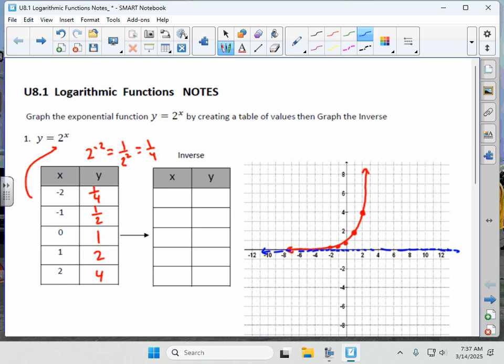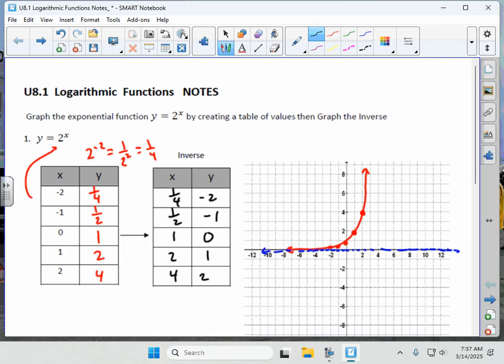So we have our xy table, and to do the inverse, we just flip the ordered pairs. So -2, 1/4 becomes 1/4, -2. -1, 1/2 becomes a half, -1. 0, 1 is 1, 0. 1, 2 is 2, 1. 2, 4 is 4, 2.